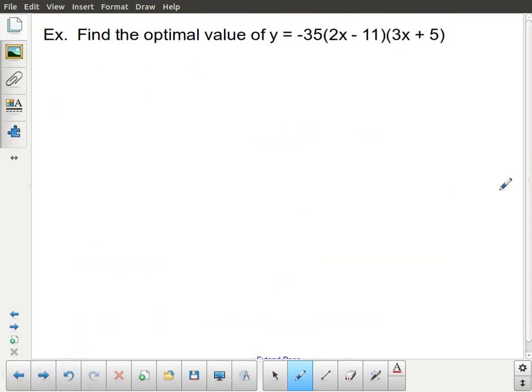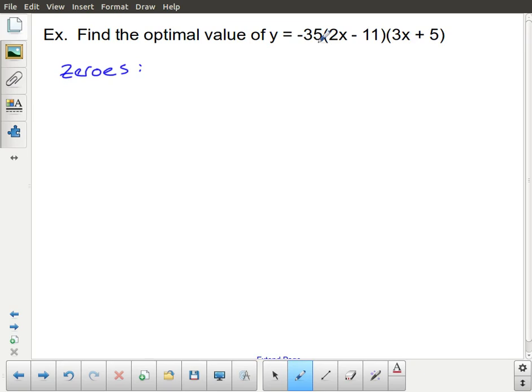Okay, our second example. Find the optimal value of this equation. Now in this equation, I'm not providing you with a graph. I could have, but I'm not providing a graph. What happens if we're starting with just the equation? We're still going to make use of symmetry, and we will start off, once again, this is already in factored form, which means we can take a look at the zeros.